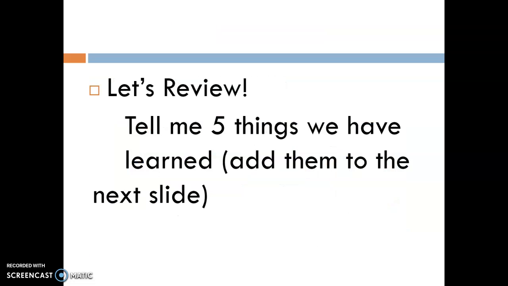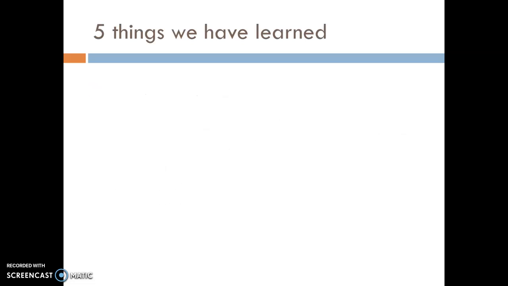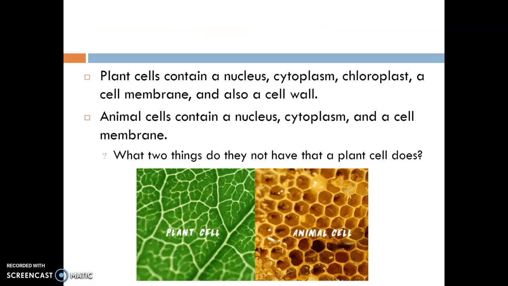So, let's review some. On the next slide, once you make your copy of this slideshow, you're going to tell me 5 things that we have learned throughout this presentation, and you're going to add them to this slide. Guys, just click in the box and get you some bullet points or whatever, and jot down 5 things that you have learned. That could be about the plant animal cell, that could be about cells that don't have nucleuses, that could be about what organelles a plant cell has that an animal cell doesn't, and anything like that. Whatever you think you've learned, I want you to jot it down here. And I will be going over these when I grade them.